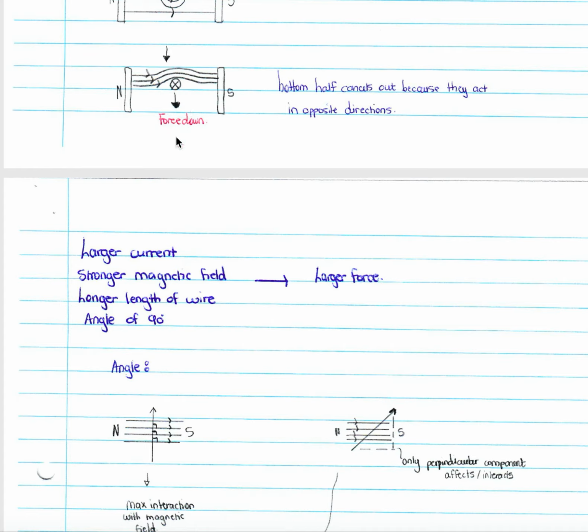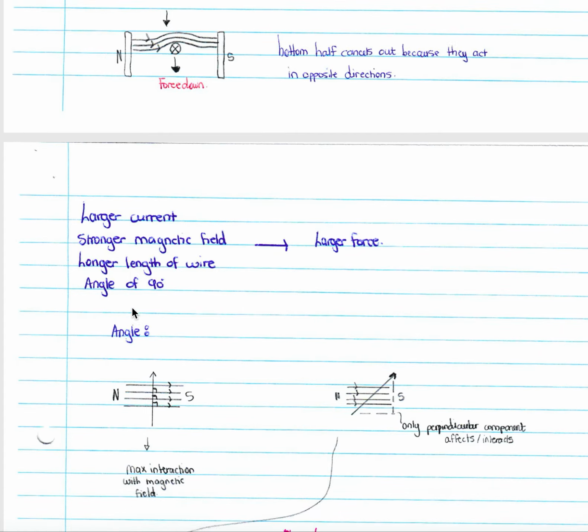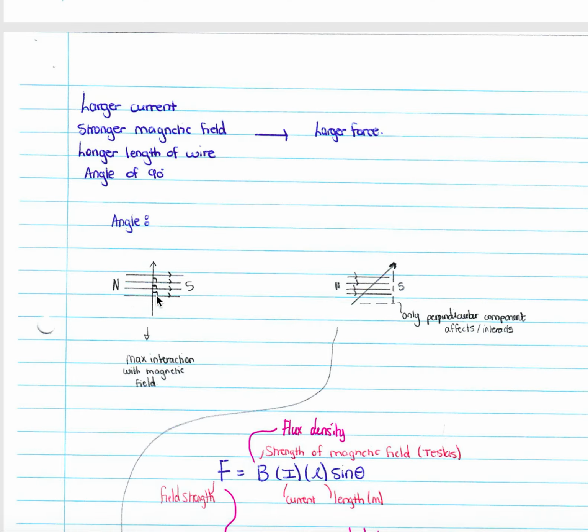We can use a longer length of wire, therefore increasing our amount of interaction, or we must use an angle of 90 degrees. Now, to explain that angle of 90 degrees and how that interacts, we must look at a drawing such as this. When we have an angle of 90 degrees between our conductor and our magnetic field between our magnets, we have max interaction with our magnetic field. Whereas if we have an angle smaller than 90 degrees, only the perpendicular component of our conductor's magnetic field will affect or interact with the magnetic field of the magnet, and therefore our interaction is smaller.